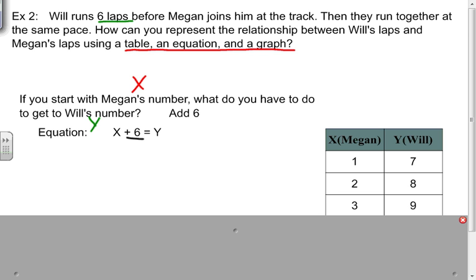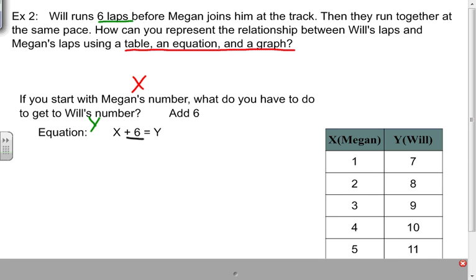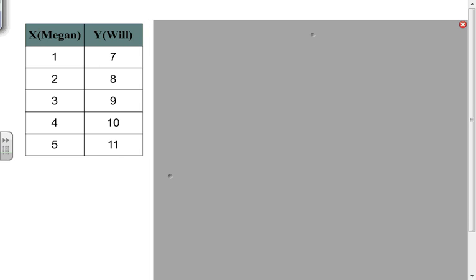The X is changing. It goes from 1 to 2 to 3. The Y is changing. It goes from 7 to 8 to 9. And we can keep going a little bit farther in our table. There's our table. Now we're going to turn our table into a graph.